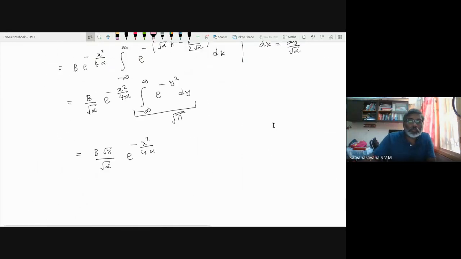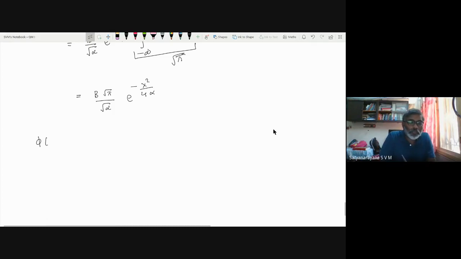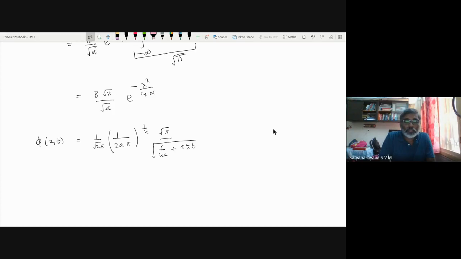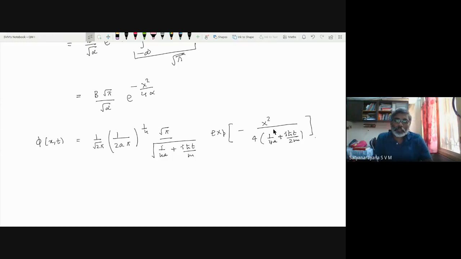So my phi of x comma t is equal to 1 by root 2 pi into 1 by 2 a pi to the power 1 by 4, that is my b, into root pi by root alpha. Now root alpha is 1 by 4 a plus I h cross into t by m, and e to the power exponential minus x square divided by 4 into 1 by 4a plus I h cross t. So you can see that there is an x dependence and there is a t dependence. Okay.